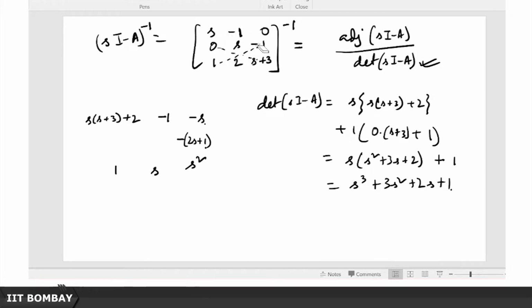I suppose this one sign changed, this one sign didn't change. What about this? This is going to be minus of S plus 3, but then the sign changes, so it becomes S plus 3. What about the middle term? Well, of course the sign will not change here, so it's going to be S into S plus 3, but then the transpose of this, yeah, this is going to be the adjugate of SI minus A.